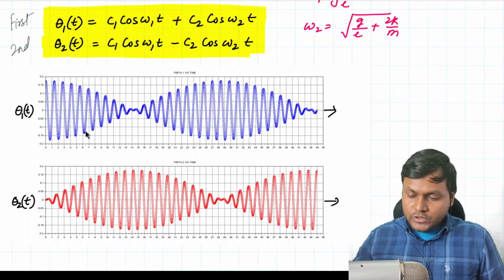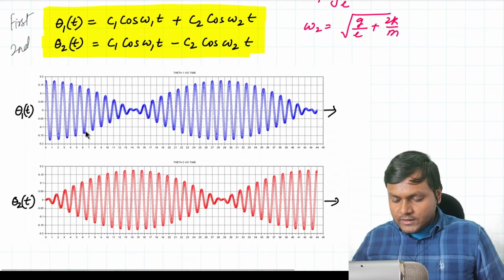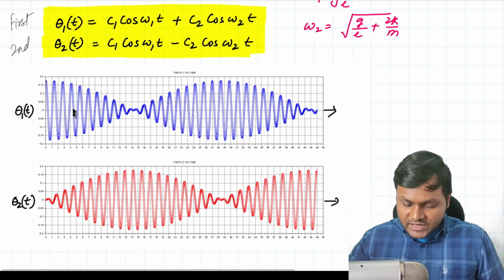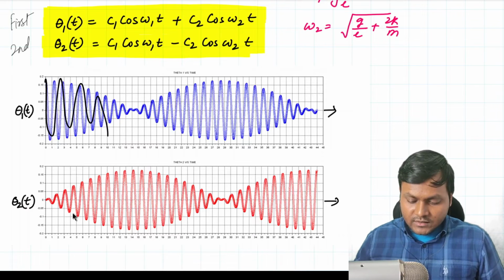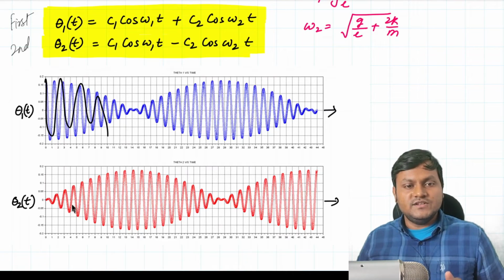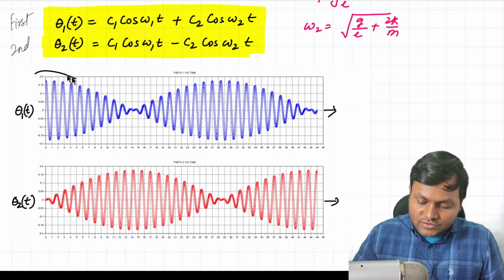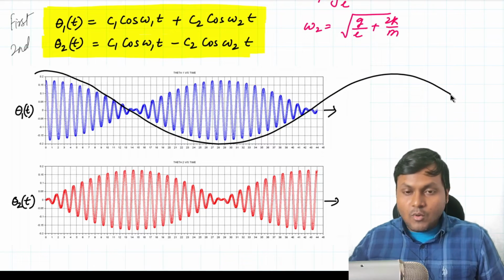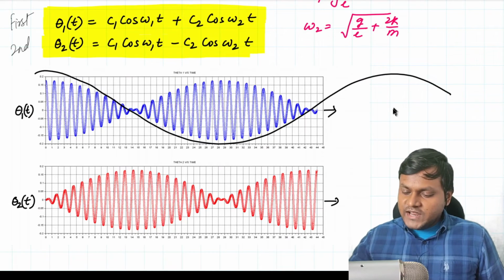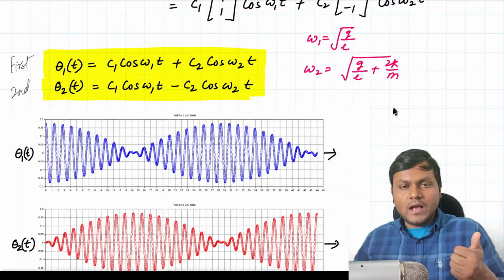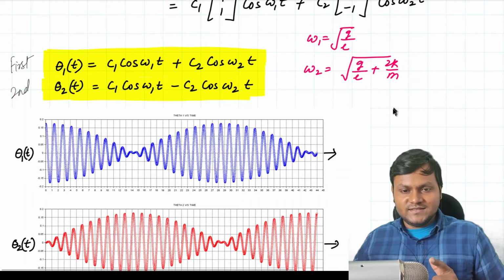Now what I want to show you is that as you see from the graph, there are oscillations happening, right? What is the nature of this oscillation? And you also see that there is an oscillation of this nature, the modulation. What is the nature of this oscillation? Is it equal to omega 1 and omega 2, or is it something else?